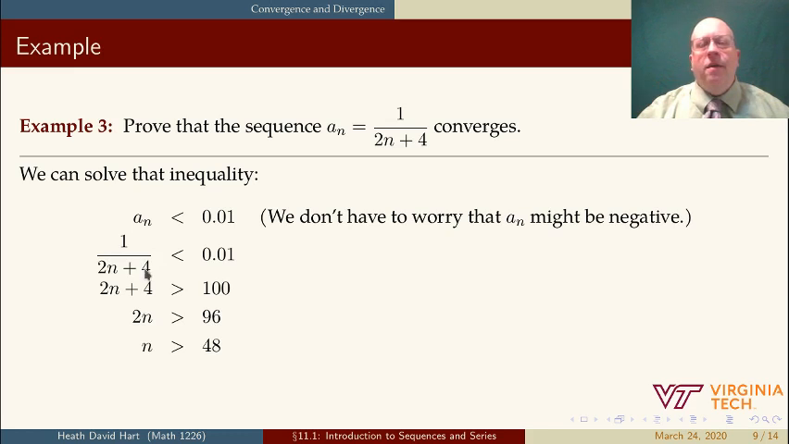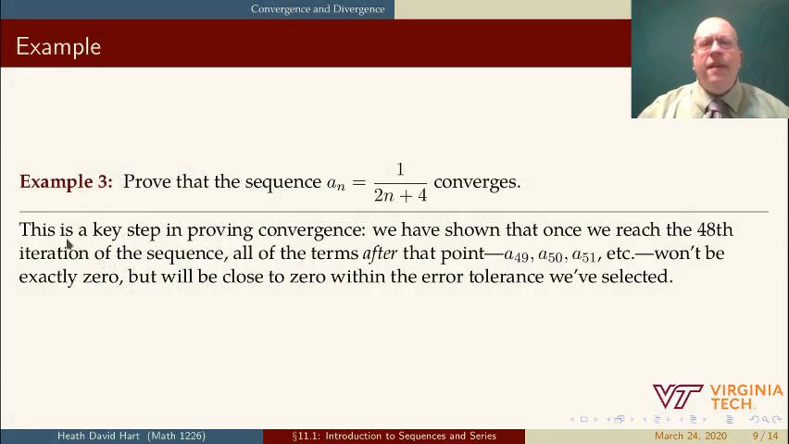So I substitute the formula for a sub n, take the reciprocal on both sides, which changes the direction of the sign, subtract 4, and then divide by 2, and I get n is greater than 48. This is a key step in proving convergence. I've shown that once I reach the 48th iteration of the sequence, all of the terms after that point, a49, a50, a51, won't be exactly 0, but they will be close to 0 within that error tolerance we selected. The error tolerance we selected, again, was 0.01.